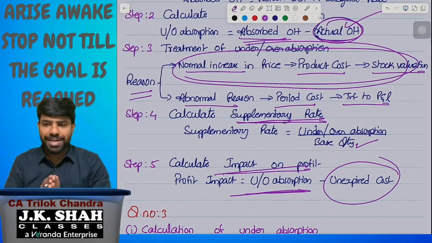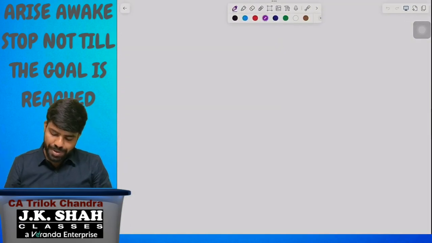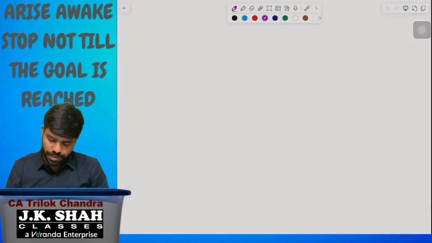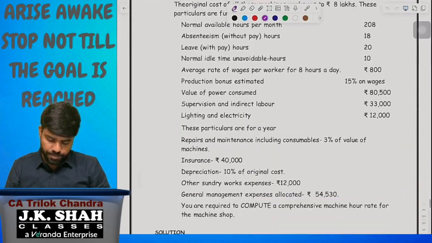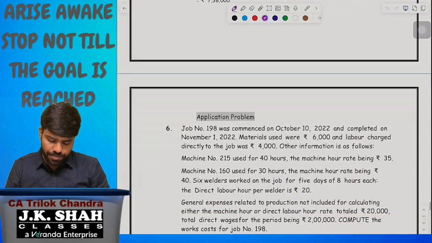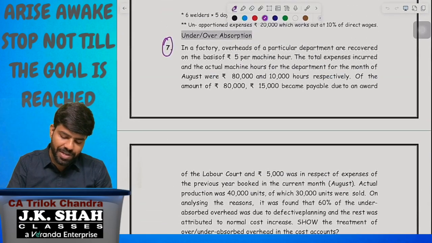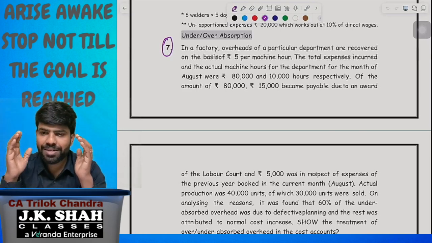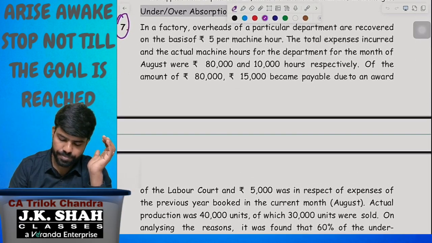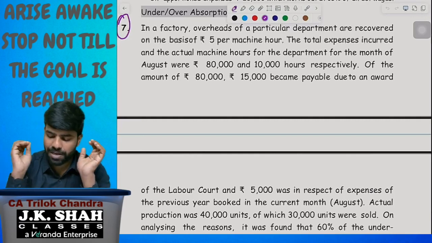All of you clear? Now let us see the questions given in the institute material. In practical questions, question number 7. Look into that. In a factory, overheads of a particular department are recovered on the basis of 5 rupees per machine hour.